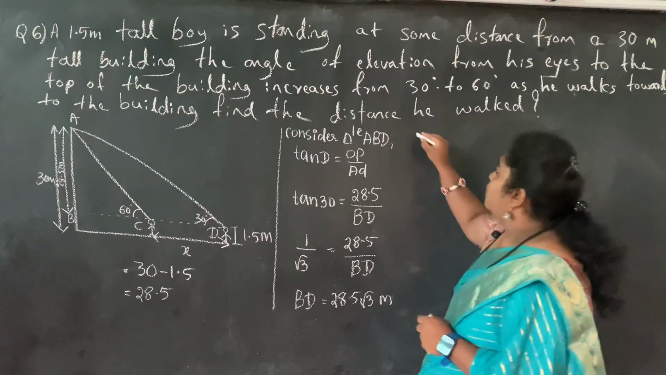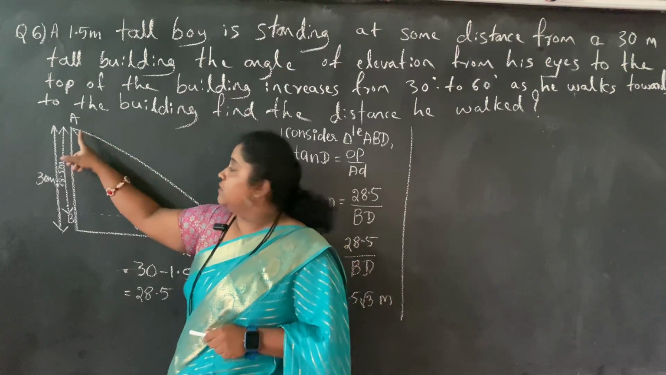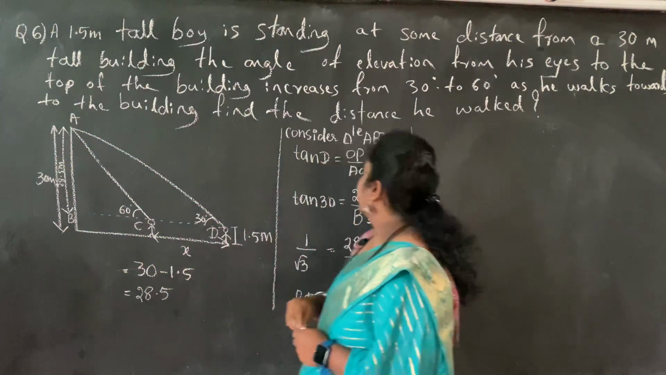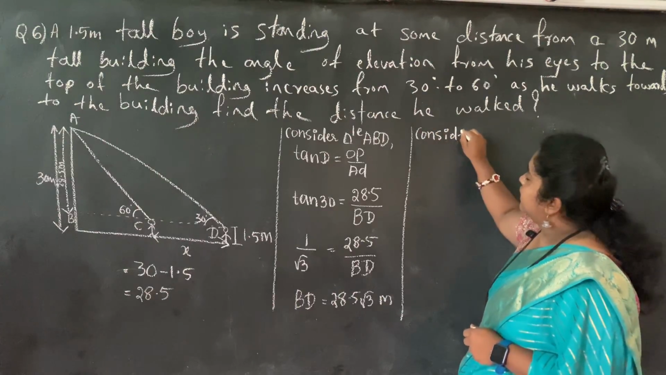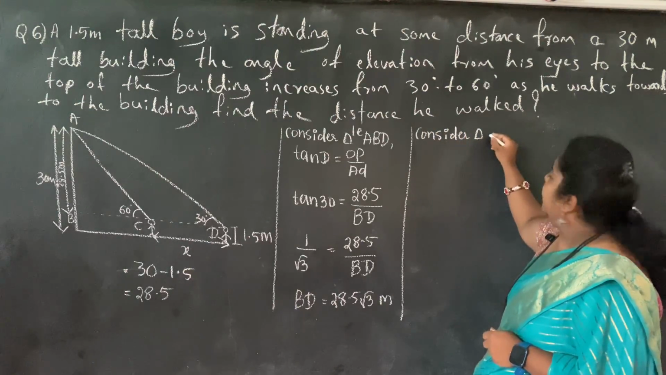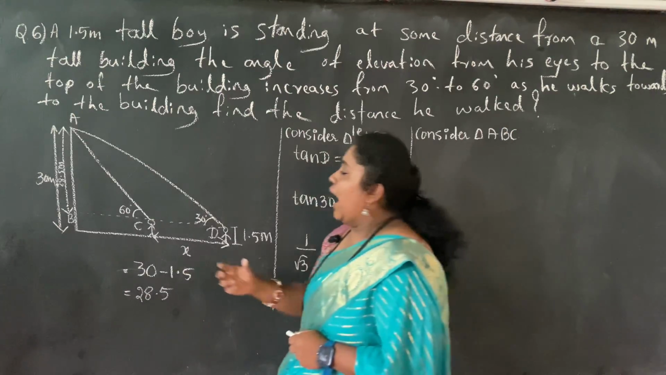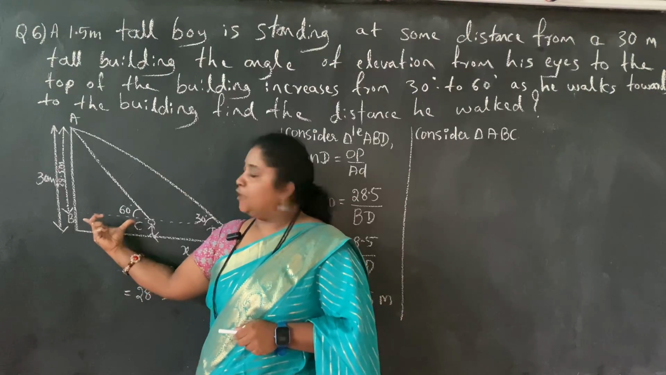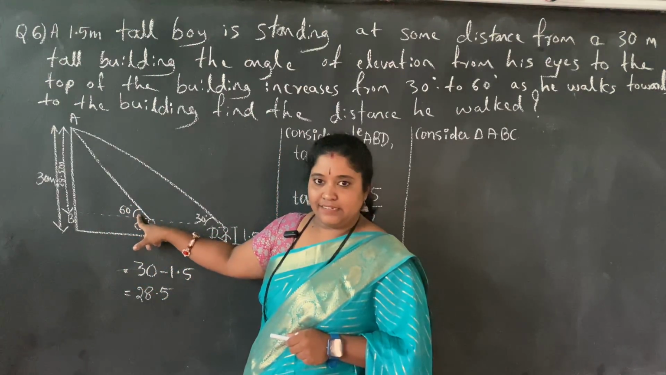Now we'll take the smaller triangle. Which triangle will I consider? Now I'll consider triangle ABC. Dears, consider triangle ABC. Now, dear, I need to calculate BC. To calculate BC, consider angle 60. Yes or no?